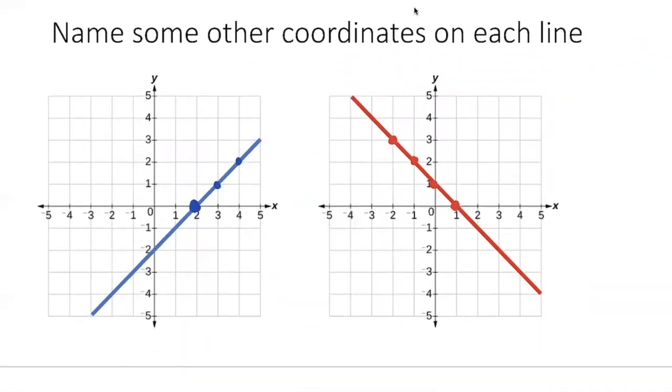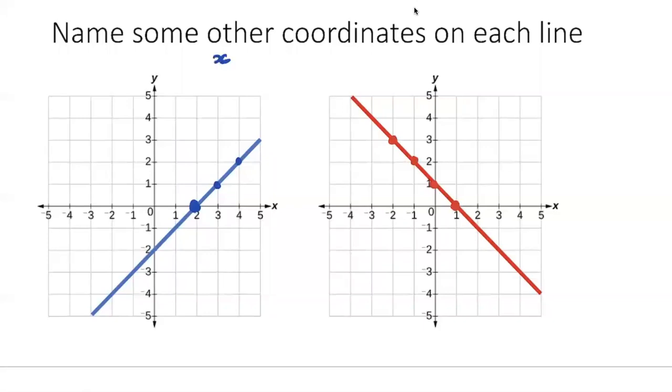Okay, so now we have 2 lines, a blue line and a red line. I want you to look at these 2 lines. Try and name a coordinate which does not already appear on those 2 lines. So let's go for the blue one first. Pause the video and make a coordinate that fits onto that line, even though you can't necessarily see them. Off you go.